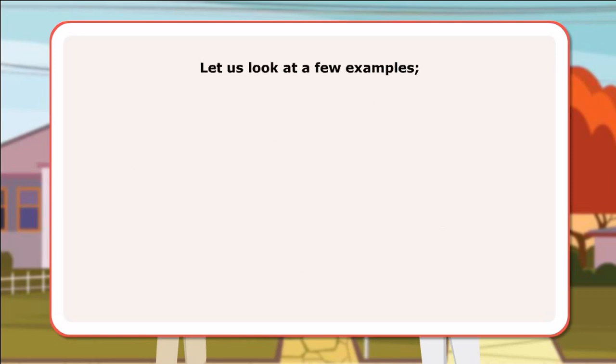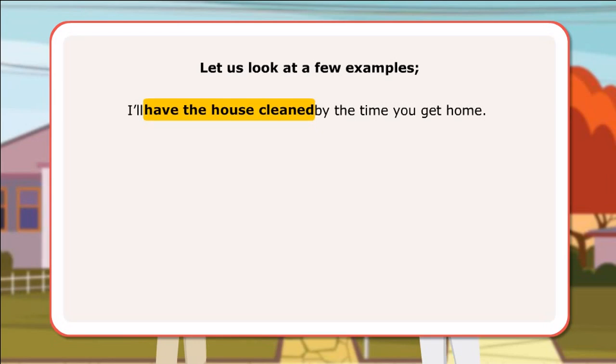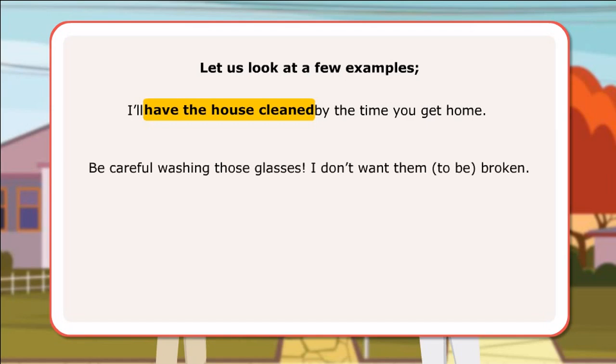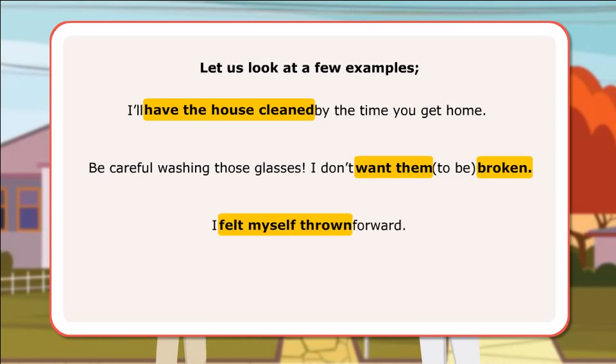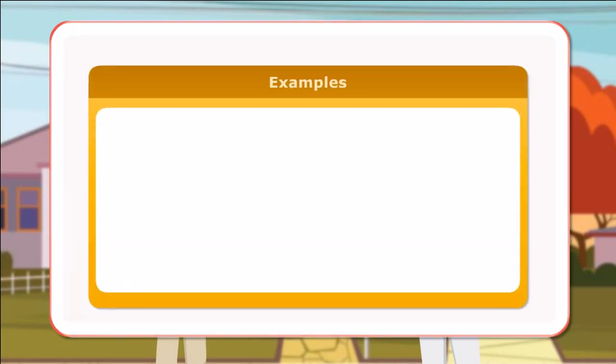Let us look at a few examples. I'll have the house cleaned by the time you get home. Have is used to focus on the result of the action. Be careful washing those glasses. I don't want them to be broken. Is equal to be plus past participle to show similar meaning. I felt myself thrown forward, a reflexive pronoun after feel. I had my eyes tested. Someone tested my eyes.